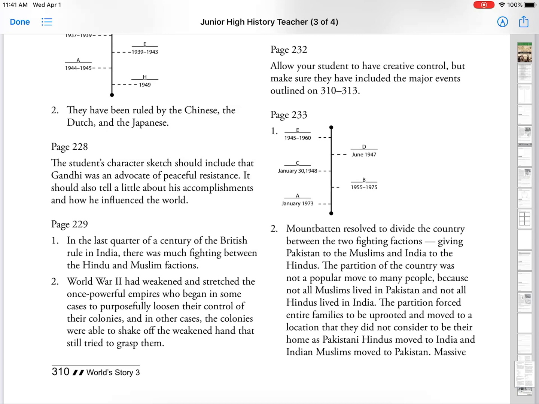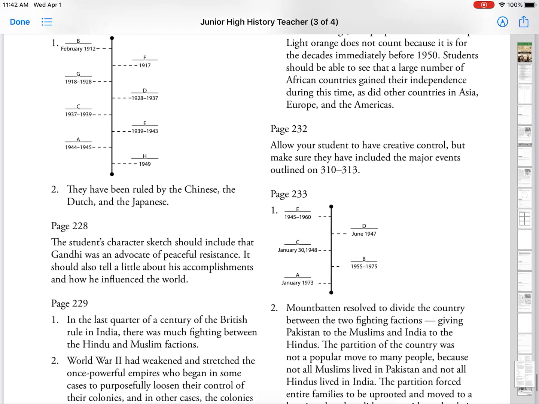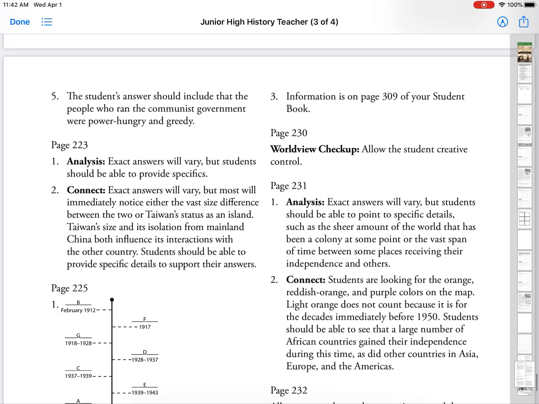As far as question 2, what caused the weakening of the European colonial powers in Africa? That would be World War II that had weakened and stretched the once powerful empires. Okay, so World War II, and then a little bit more of an explanation there as well. And then the pan-nationalist movement.